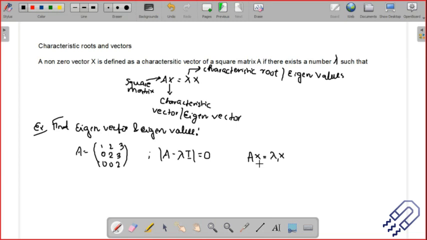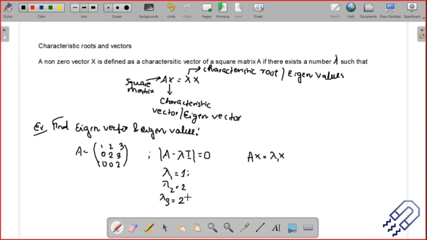Solve it and find it out. Sir, lambda values are 1, 2, and 2. Okay, 1, 2, and 2. So there are basically three values that you get. Lambda 1 is equal to 1, lambda 2 is equal to 2, and lambda 3 is equal to 2.